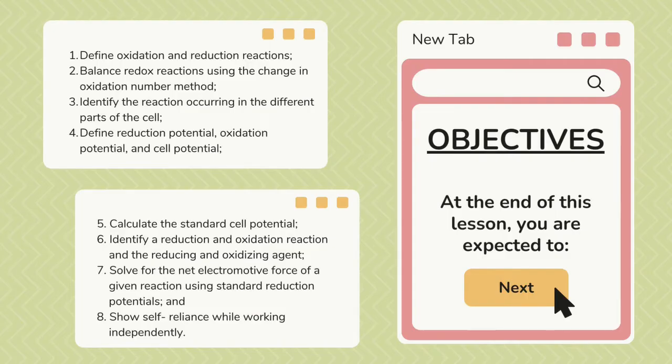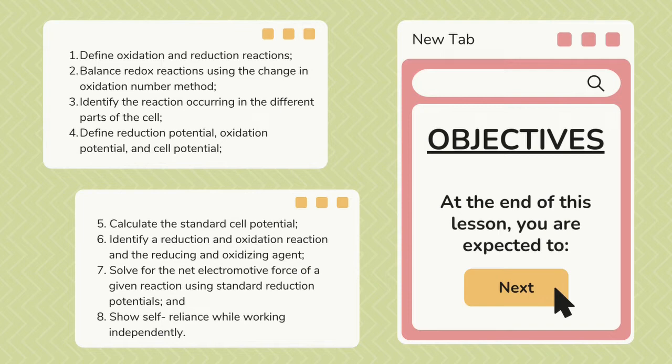Okay. So with that, here are the objectives for today's discussion. At the end of this lesson, you're expected to, number one, define oxidation and reduction reaction. Number two is to balance redox reaction using the change in the oxidation number method. Number three is to identify the reaction occurring in the different parts of the cell. Number four is to define reduction potential, oxidation potential, and cell potential.